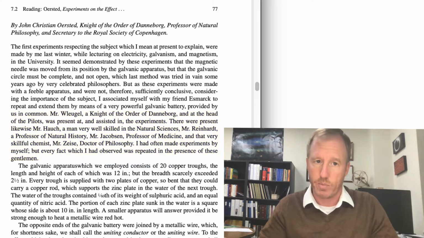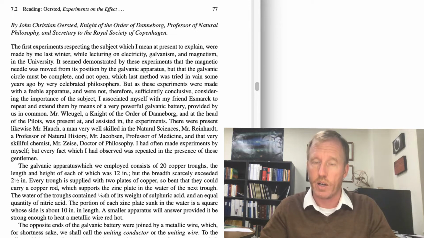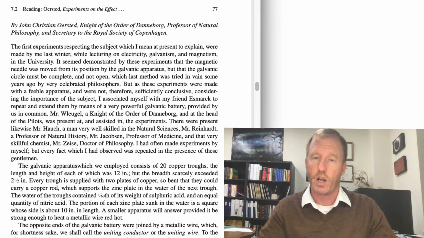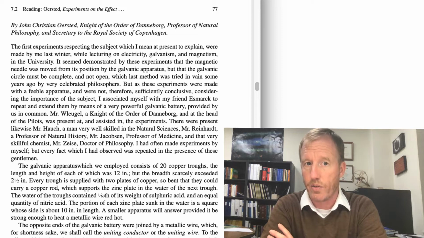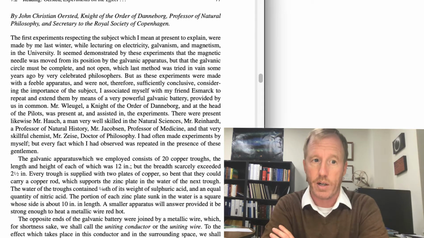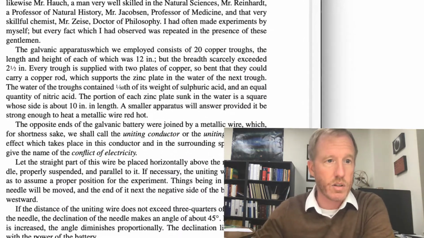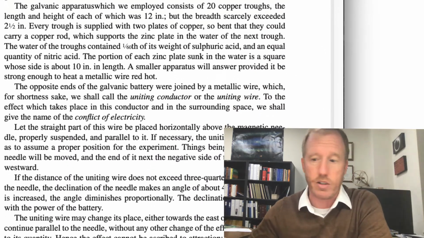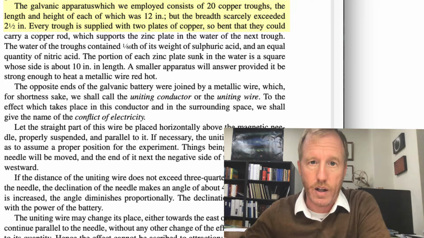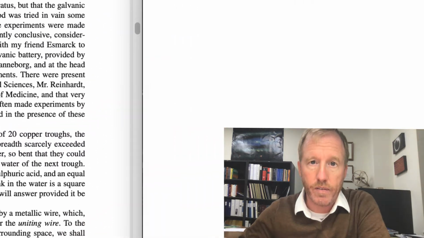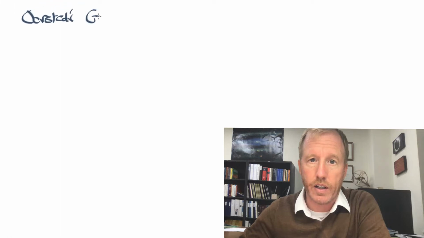So what are the experiments that Oersted carried out? Well, he carried out a number of experiments, and he documents them in this text. What I find most difficult about this text is he doesn't have any drawings. So what I'm going to do is try to supplement his text with some artist conceptions of what his apparatus might have looked like. So he begins in the middle of page 77 by talking about the galvanic apparatus that he used. So let's talk about Oersted's galvanic apparatus.